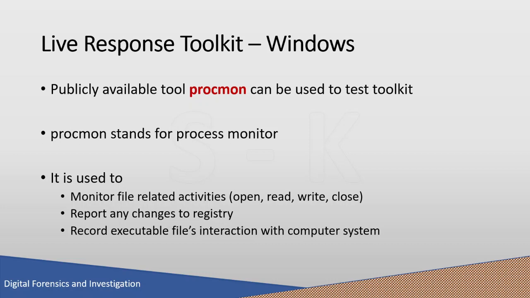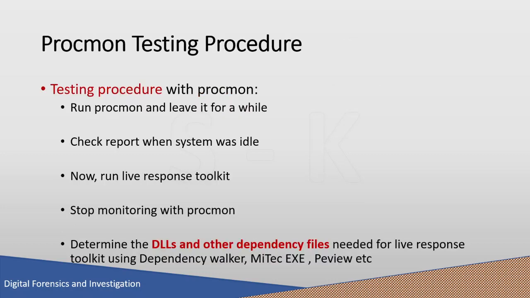Process Monitor monitors and records all actions attempted against the Microsoft Windows registry. It can be used to detect failed attempts to read and write registry keys. It also records the executable file's interactions with the computer. There are certain procedures to test a file using Process Monitor to see its dependencies.